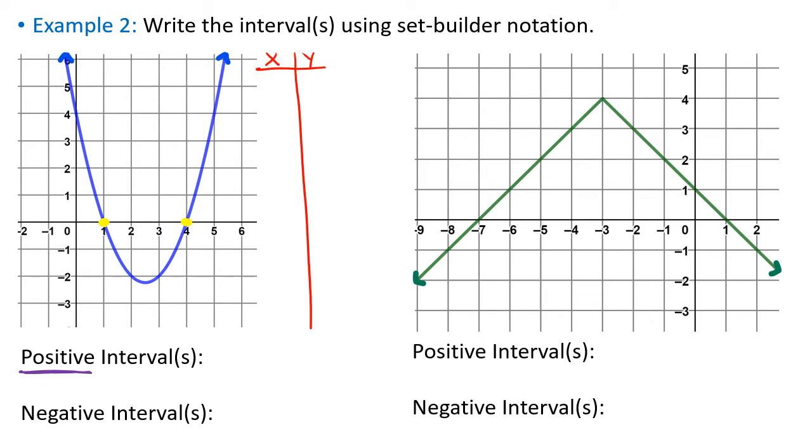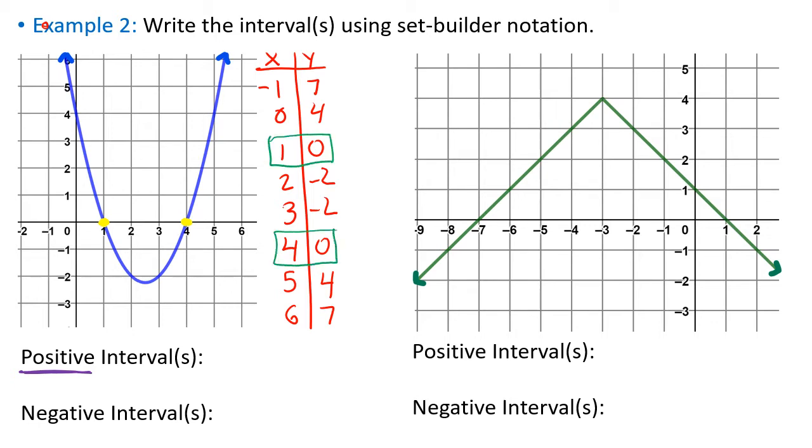So making a little table for this graph, say I start here at -1, I think there's a point up here that's probably around 7. So (-1, 7), (0, 4), (1, 0), (2, -2), (3, -2), (4, 0), (5, 4), and we'll say 6 is probably up here around 7. I'm going to make a little box around our 2 x-intercepts, which I like to call the neutral points. They're not in the positive interval and they're not in the negative interval.